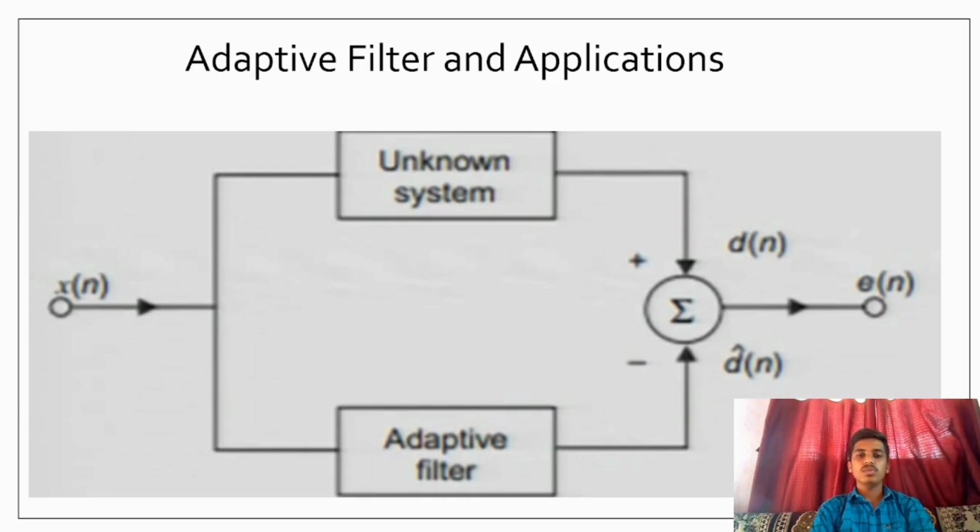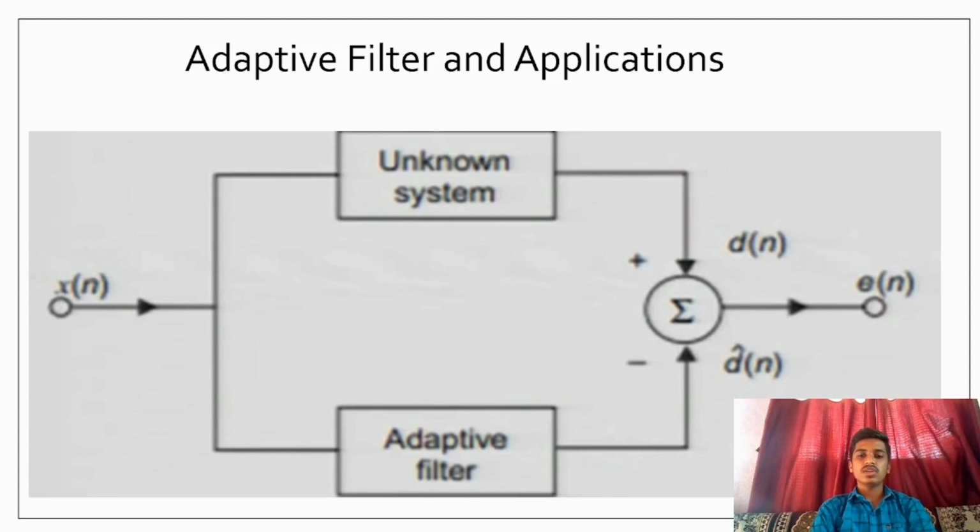Here we are giving the input signal x of n. Our signal is processed by the unknown system and gives output d of n, and the output of the adaptive filter is d cap of n. The adder adds these two signals, then the difference between d of n and d cap of n is called the estimated error between the filtered signal and the desired signal, and it also shows the mean square error.